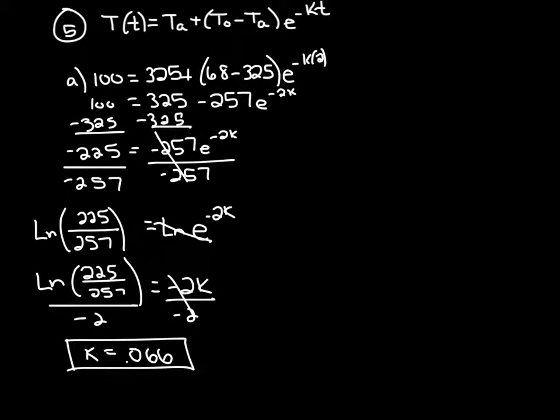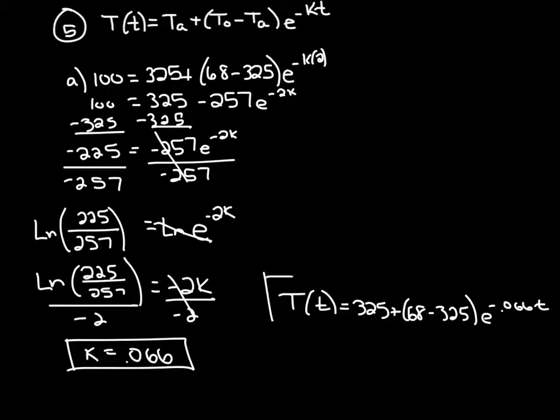Okay, this part also asks us to write an equation to determine the temperature of the turkey after t hours. All right, so it's going to be pretty similar to what we have up here. The only difference is we're going to leave this as T of t, and we'll leave this as a little t. And now we can plug in our k. So we'll have T of t equals 325 plus 68 minus 325 times e to the negative, now we can plug our k in, so 0.066 times t power. So that's one way you could write it.